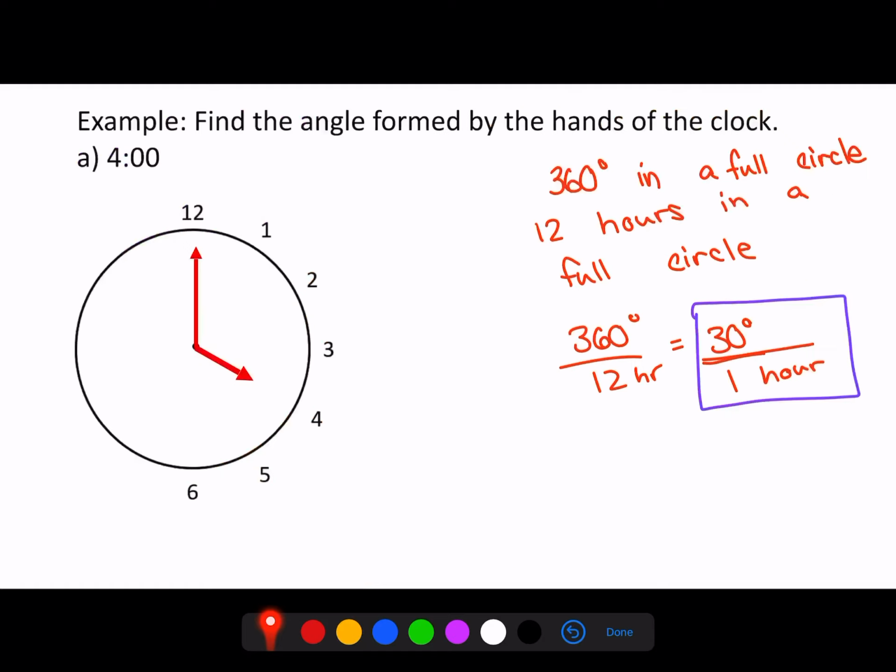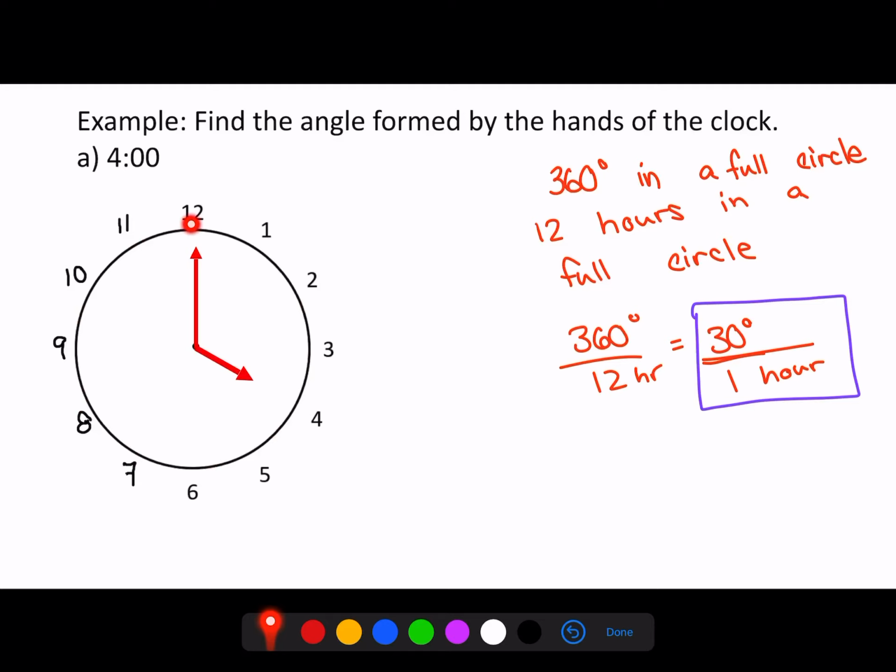All right, the last thing that we're covering today is going to be the measure between the hands formed by a clock. So our first example is 4 o'clock. Now, in a clock, we know that there's 12 numbers that surround the clock's edge. It starts at 12, goes all the way around, back to 12, in a clockwise rotation.